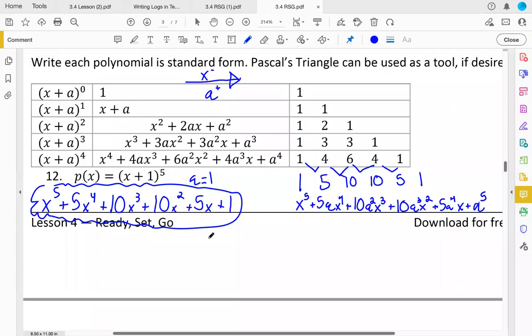Did you get this as your answer? Again, a is 1, so there's not too much interesting with a squared or cubed or to the fourth, but your answer would be something like this. Let's try one more.